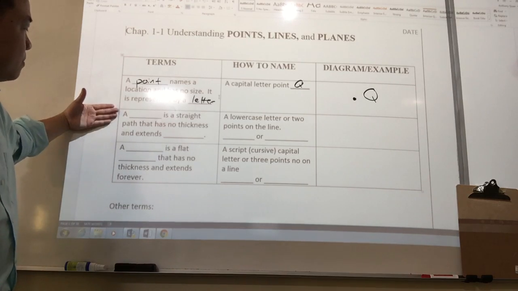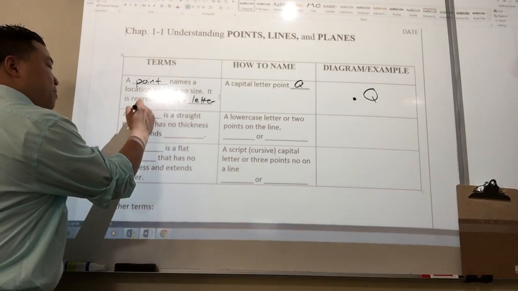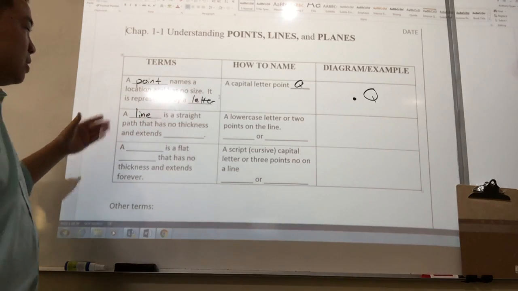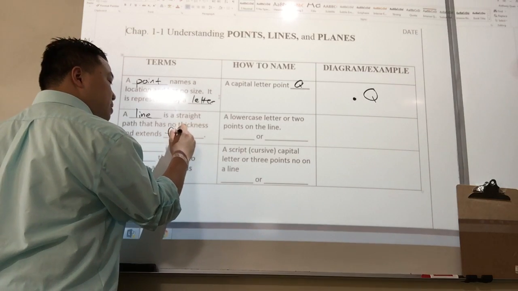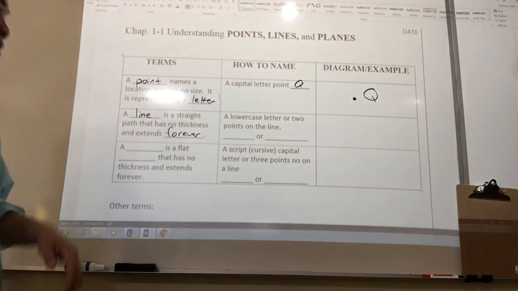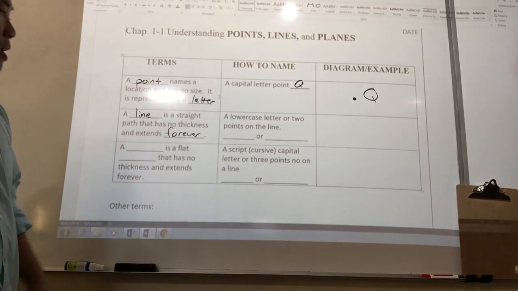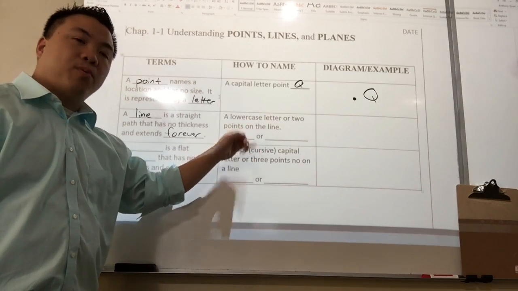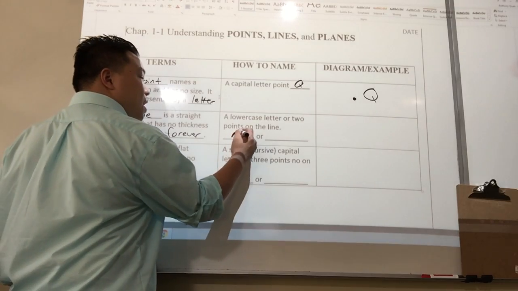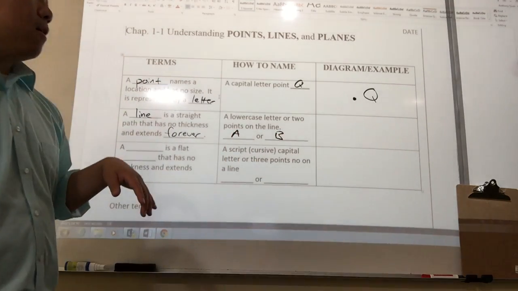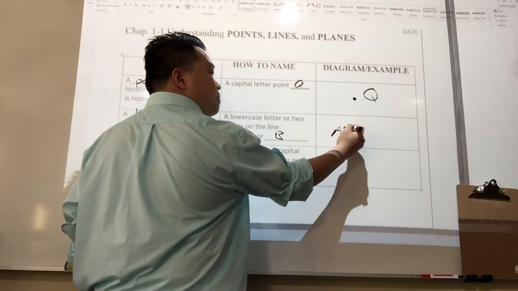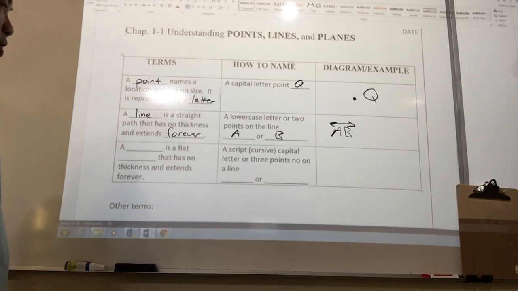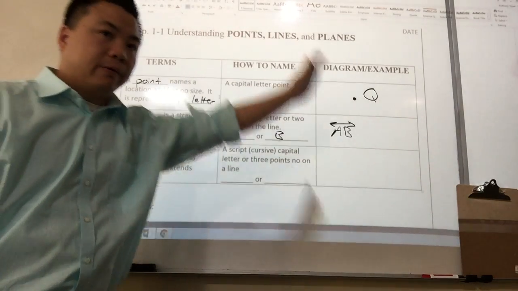Second, a line is a straight path that has no thickness. It doesn't go up and down. It extends forever. It is represented by a lowercase letter. We rarely ever use the lowercase letter. We usually use 2 points, so let's say A, B. It's A, B with a line. That's what a line looks like. We always do that in geometry. So make sure you write this down in your notes.